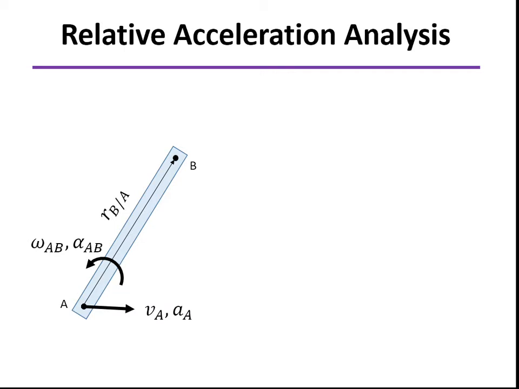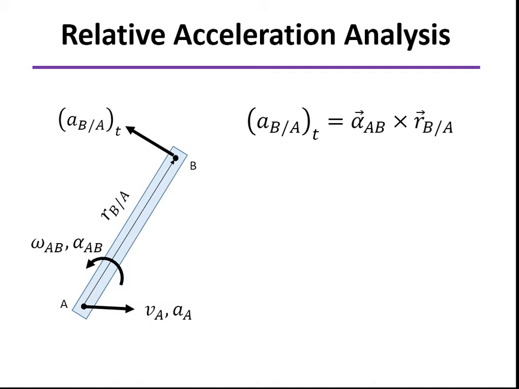And so when we start looking at the acceleration of B relative to A, well, we have a tangential component. In that tangential component, of course, the magnitude is just r times alpha. But to get it in vector form, we use the cross product, just like we did for the velocity analysis. And so the angular acceleration, alpha AB, cross the position vector B relative to A, gives us that tangential component of the relative acceleration.